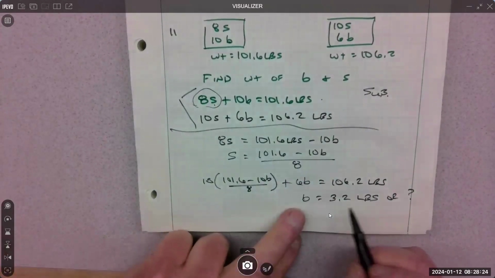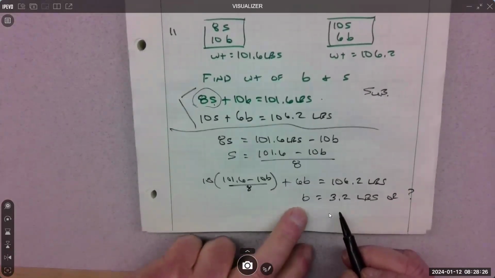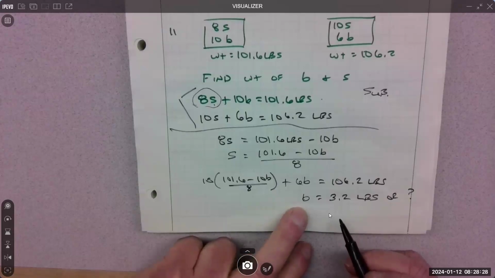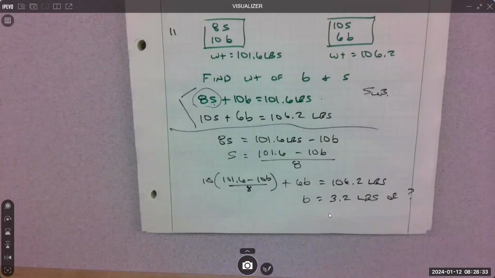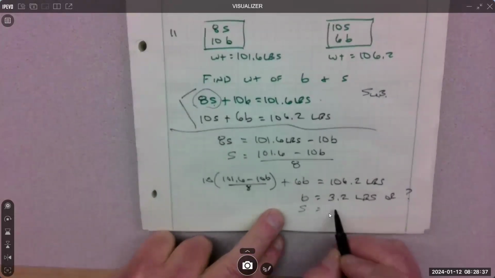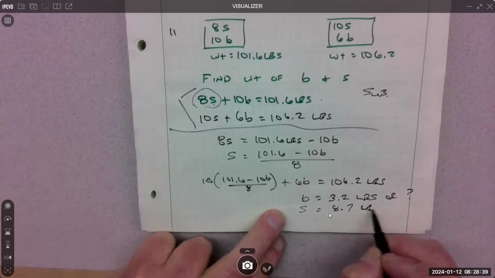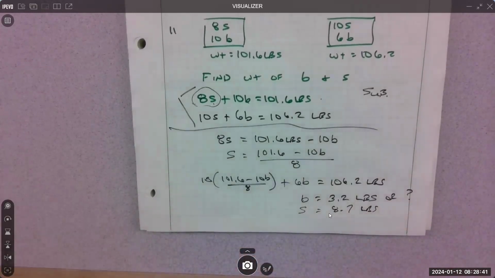Kind of heavy. Then how do we get shock? Plug it into one of the equations. Yeah, either equation. So we take the B up, we plug it in, and we can get the S number in pounds. What's our S number in pounds? 8.7. 8.7 pounds. Good job. Sweet. Well done. Mark that problem up.